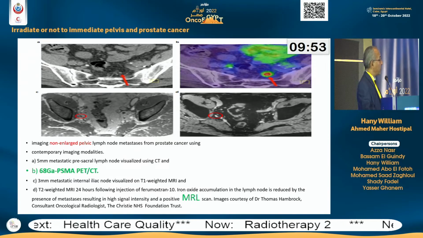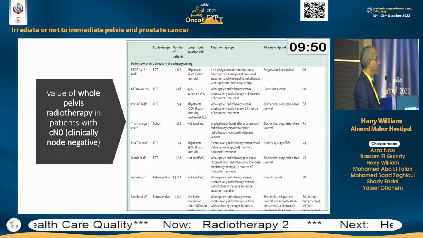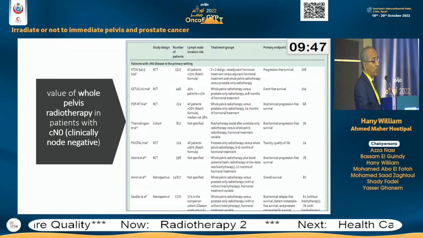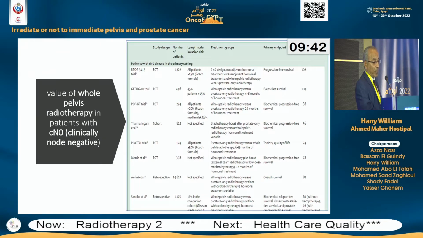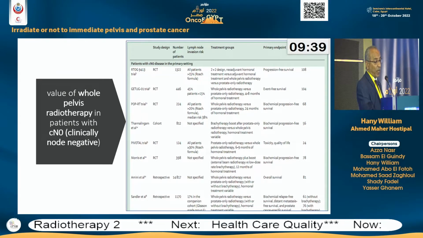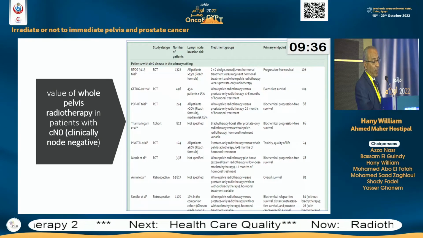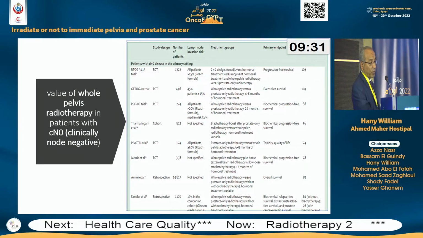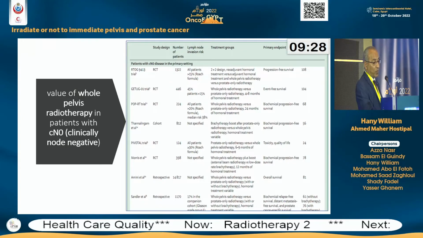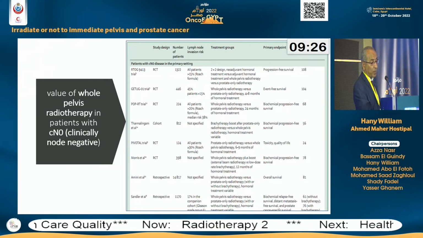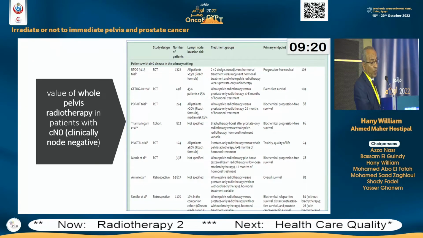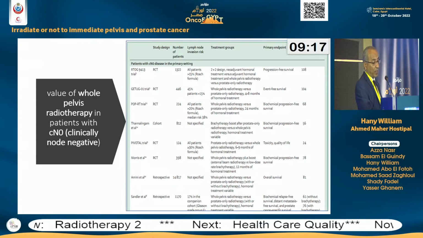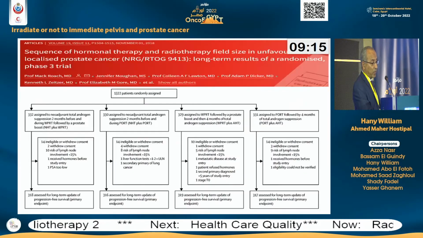So, for a high-risk patient with clinically negative nodes and prostate cancer, what is the value of whole pelvic radiotherapy? Many trials address this. The RTOG 9413 trial randomized 1,300 patients to a 4-arm study with primary endpoint progression-free survival. The JTUG 01 trial randomized more than 400 patients with primary endpoint event-free survival. The BOB-RT trial had biochemical progression-free survival as its endpoint. We'll discuss the first three trials.